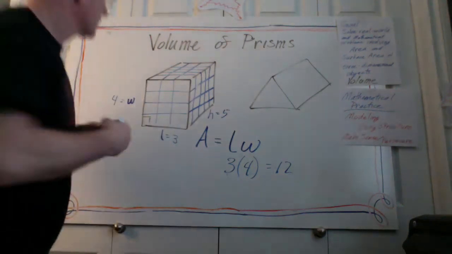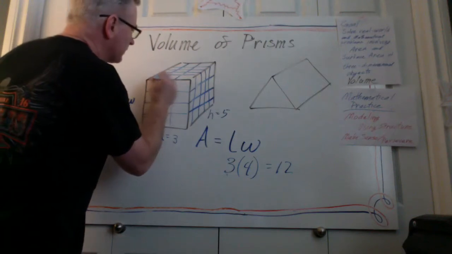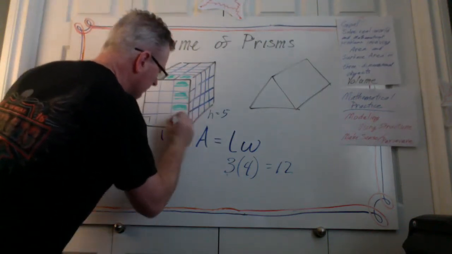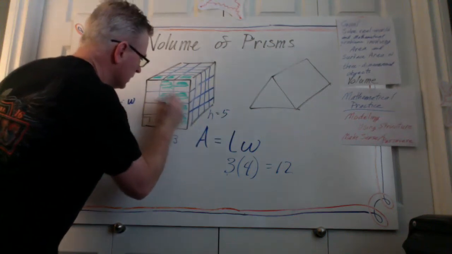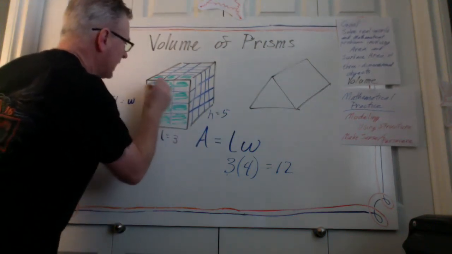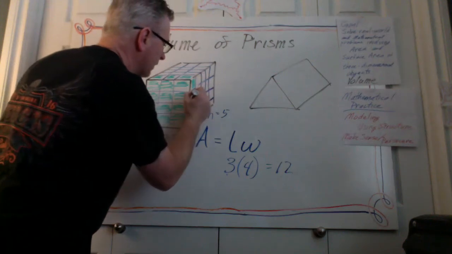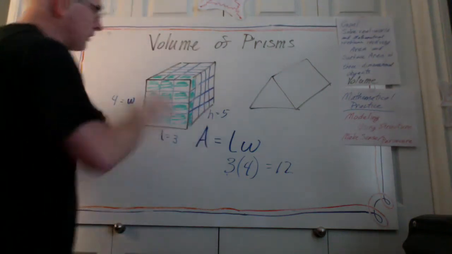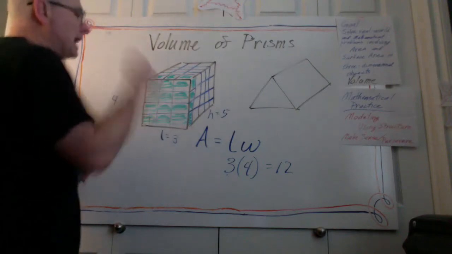I must have a different color marker here. So I've already counted this group up front, and I know that there is a group of 12 in the front. And if I had 12 up here on this first layer, well, how many layers are there back?